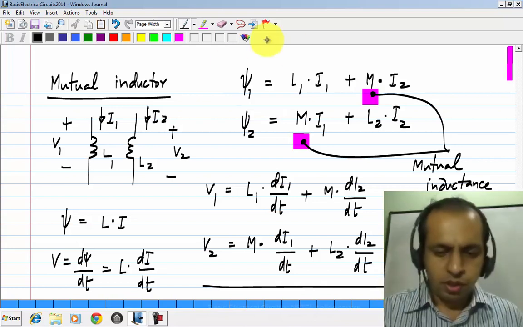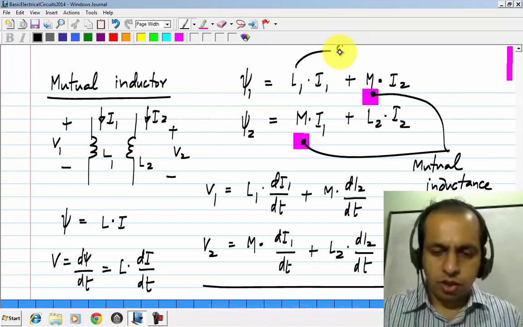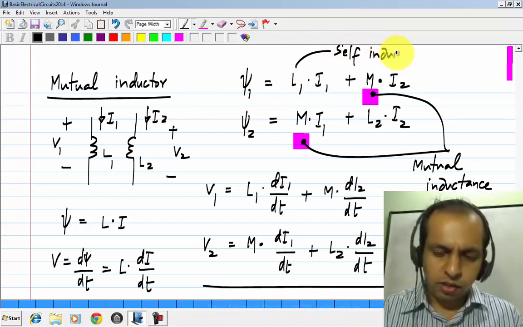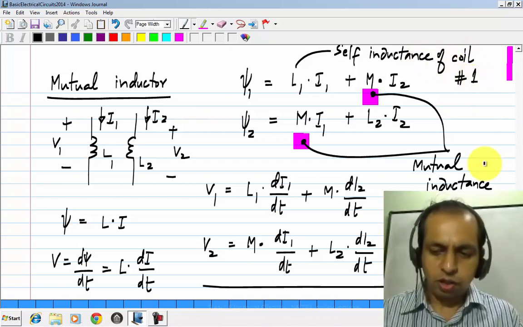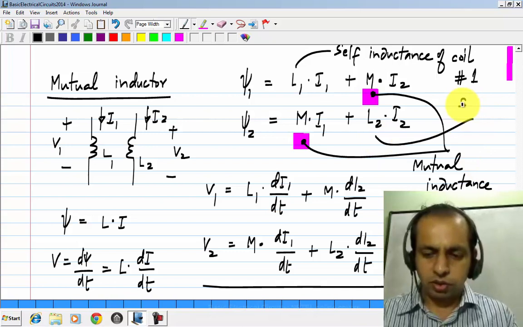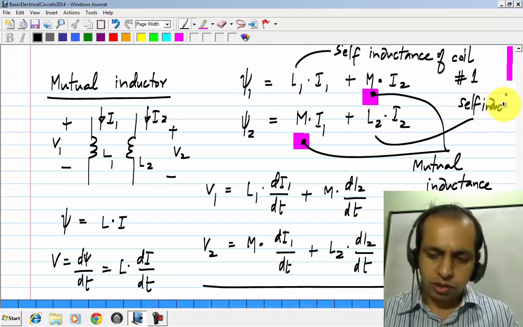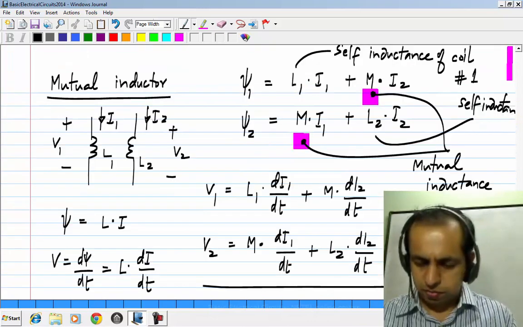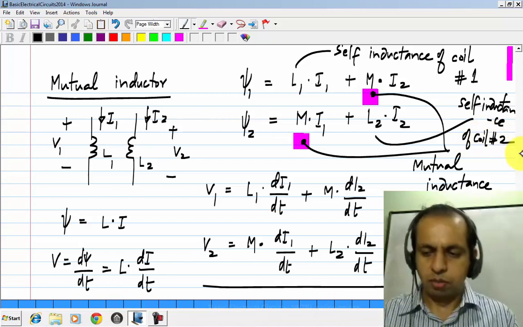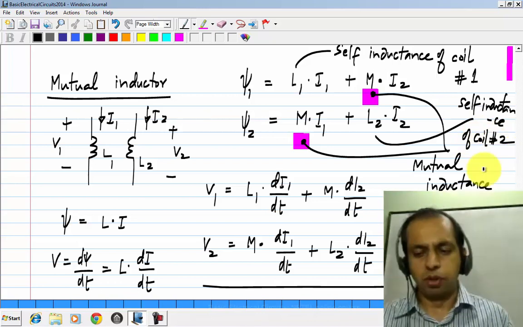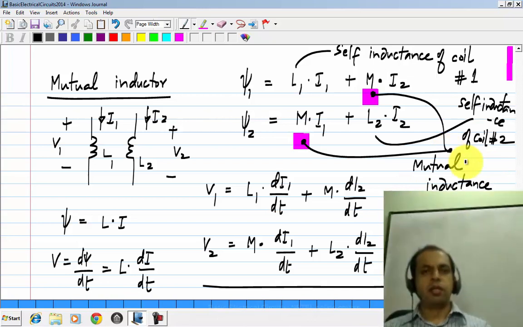This L1 is called the self inductance of coil number 1 and L2 is called the self inductance of coil number 2, and this M is called the mutual inductance between these coils. The self inductance of coil 1 is the inductance it would have, which gives the relationship between voltage and current if the coil 2 was not even present.